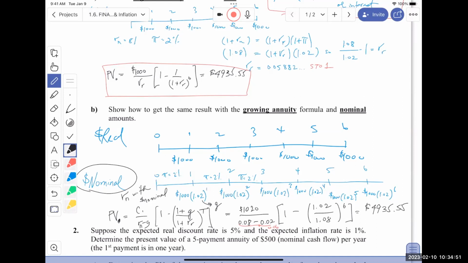Professor, I have a question. Sure. How do you know which is a nominal rate and which is a real rate? Assume everything is nominal. If I tell you it's real, then it's real. This is the only place, this kind of problem, where I differentiate and say this one's nominal, that's real. But in general, just assume everything is nominal. Most people communicate in nominal rates.